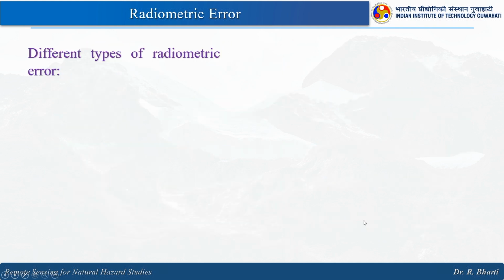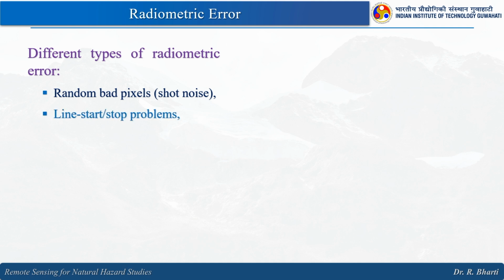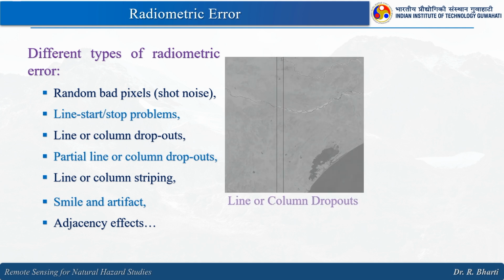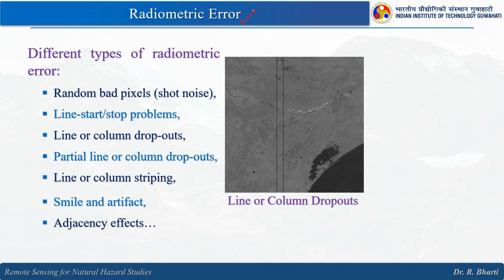So, there are different types of radiometric error. The first one is random bad pixel, then line start or stop problem, line or column dropouts, partial line or column dropouts, line or column striping, smile and artifacts, and adjacency effects. These are the errors because of the radiometry.